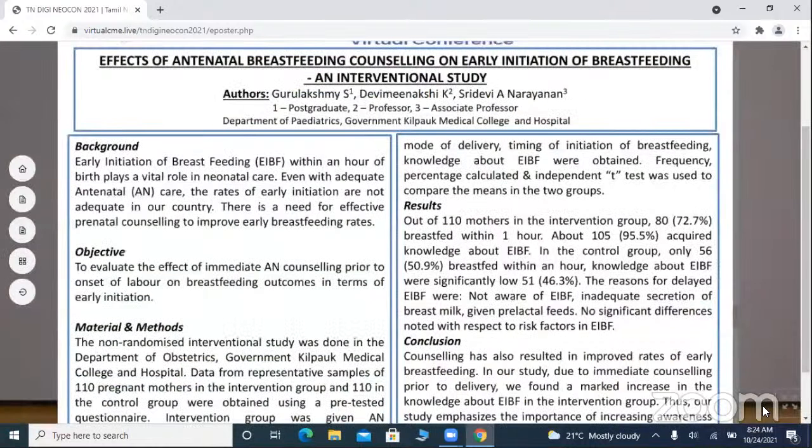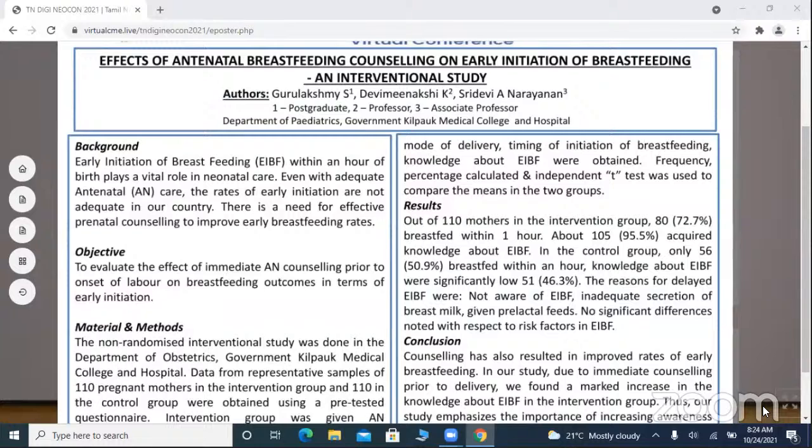I'm Dr. Gurulakshmi, postgraduate second year, Cleveland Medical College. My poster presentation is on the effects of antenatal breastfeeding counseling on early initiation of breastfeeding, which was done in our Department of Obstetrics in Government Cleveland Medical College, and was an interventional study. My guides were Devi Meenakshi and Sri Devi A. Narayanan, the professor and associate professor of the Department of Pediatrics, Government Kilpak Medical College and Hospital.